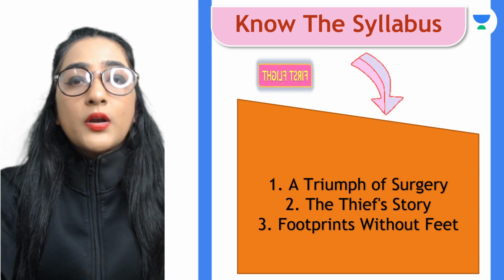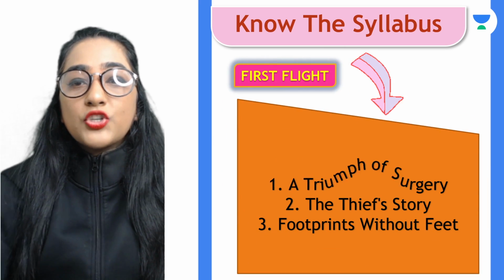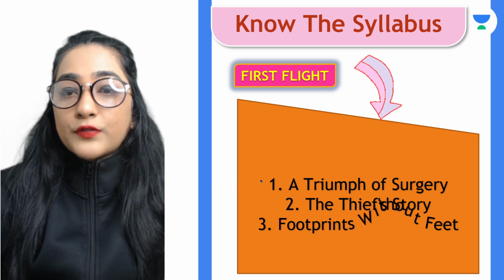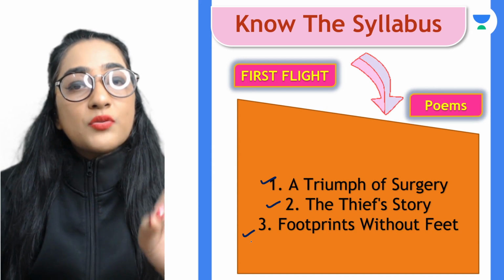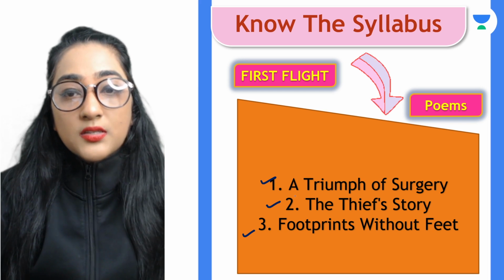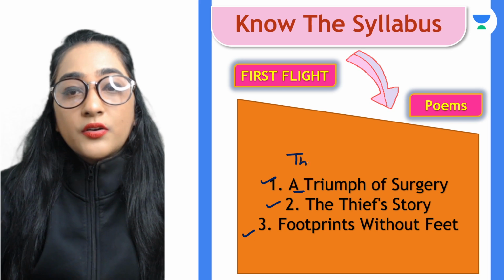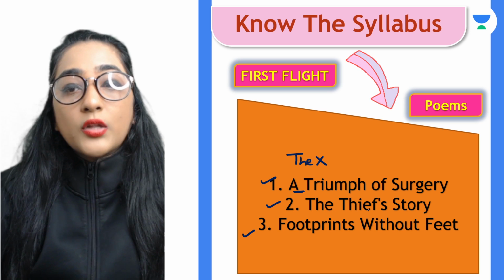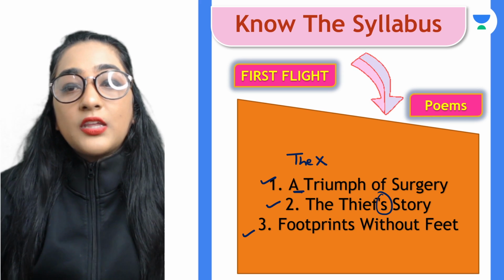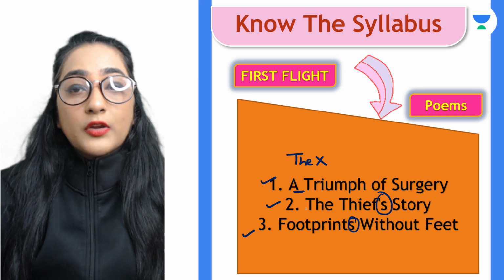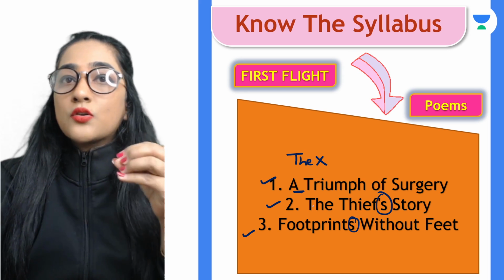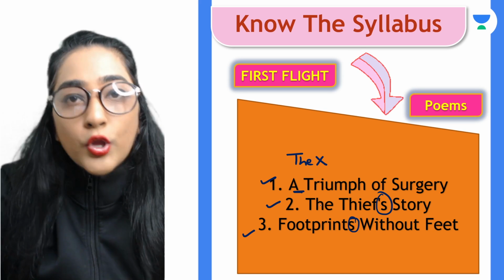So what are the chapters, guys? The chapters are: A Triumph of Surgery, The Thief's Story, and Footprints Without Feet. Please remember the names of the chapters. It's A Triumph, okay? It is not The Triumph. That is wrong. It's not The Thief Story, it is The Thief's Story. It is not Footprint Without Feet, it is Footprints Without Feet. A lot of you commit this mistake. Don't do that, okay? So you know your syllabus now.